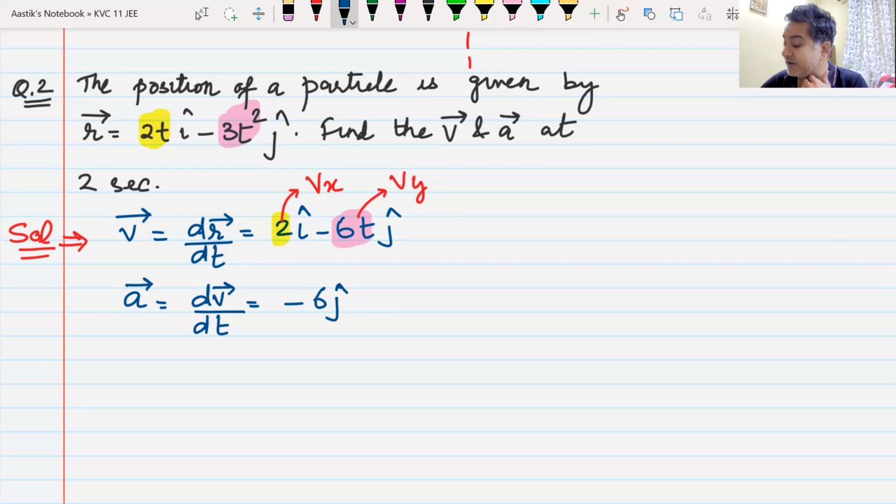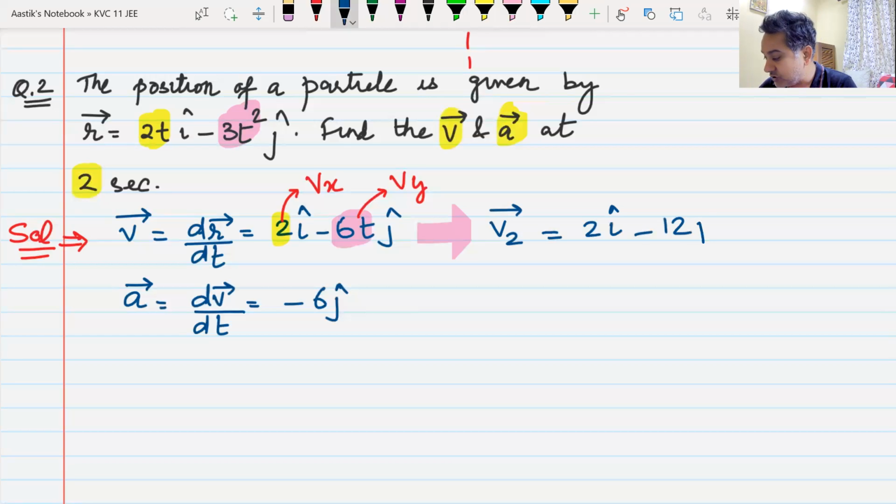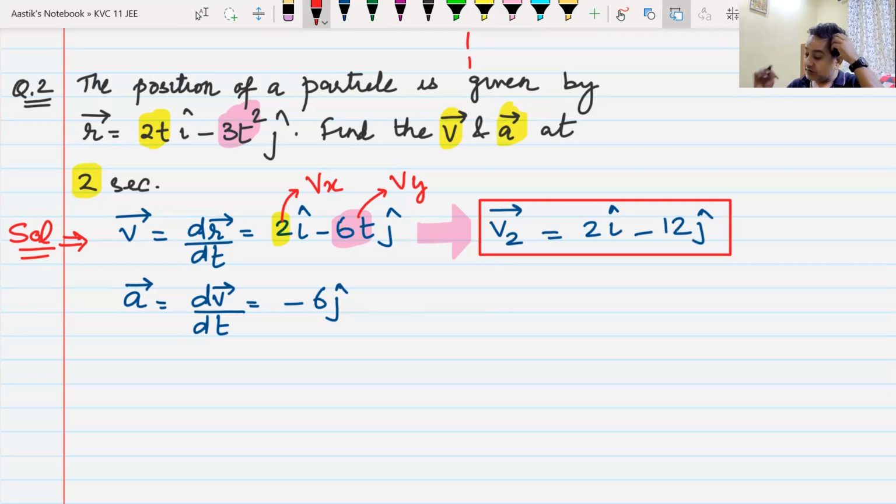Now, we were asked to find out velocity and acceleration at 2 seconds. Remember, what we have found is velocity and acceleration as a function of time. How do I find the value at 2 seconds? I put the value of t as 2 seconds and call that the instantaneous velocity at 2 seconds. So it will become 2i because there is no t here, I can't put it, minus 12j. That is the velocity at 2 seconds. Do we understand this? Yes or no?